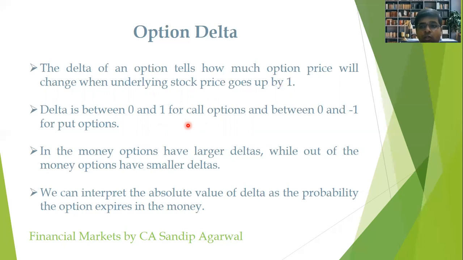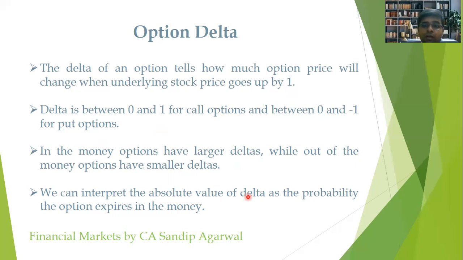Why? Because whenever the underlying instrument moves in the upward direction, the option price of that call option increases, whereas the option price of the put option goes down, because the call option and the put option have an inverse relationship. In the money options always have the larger deltas, while out of the money options have the smaller deltas. We can also interpret the absolute value of delta as the probability of the option expiring in the money.